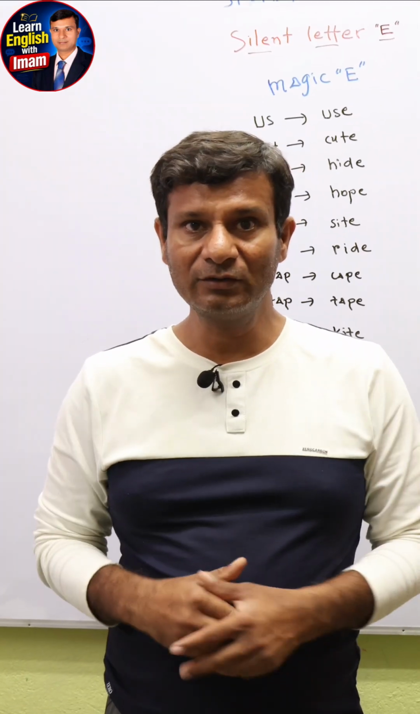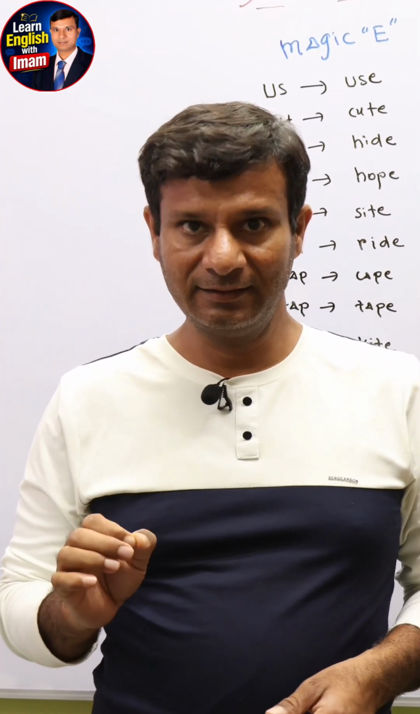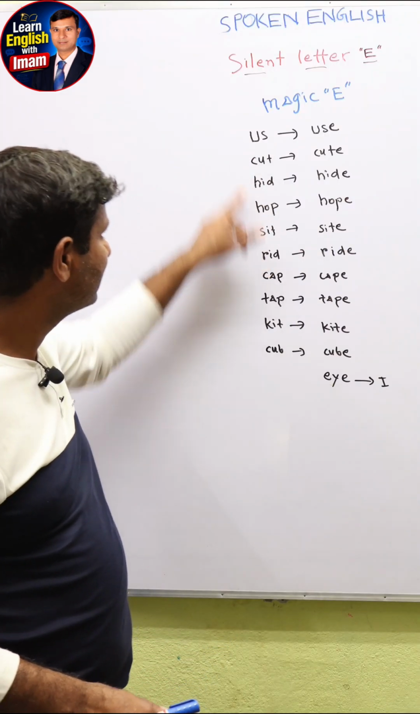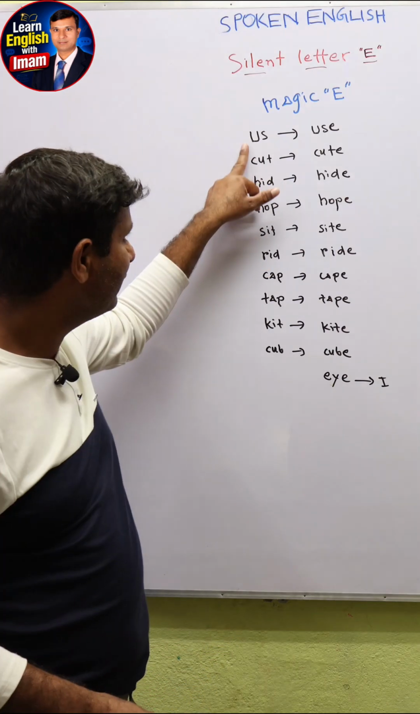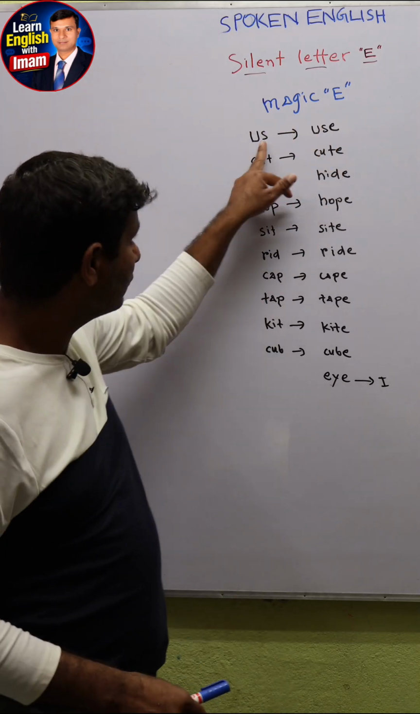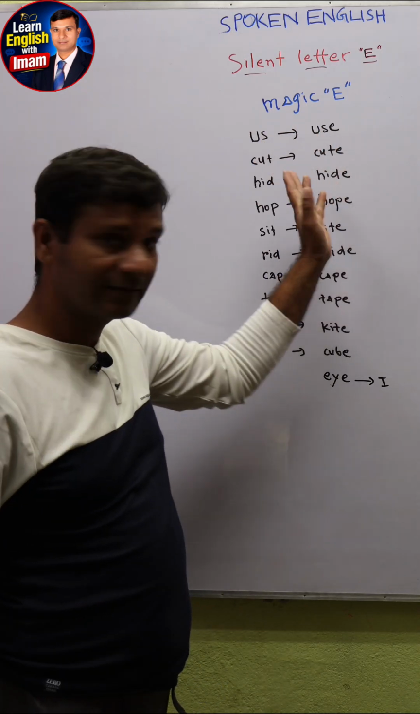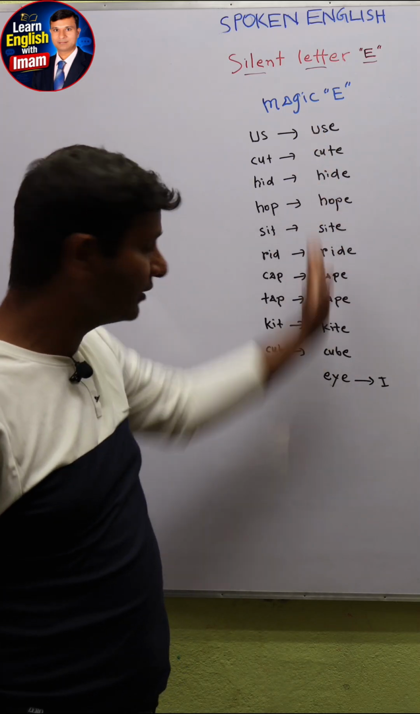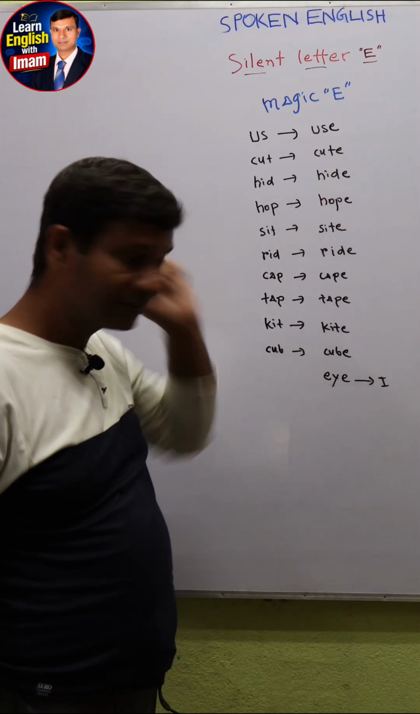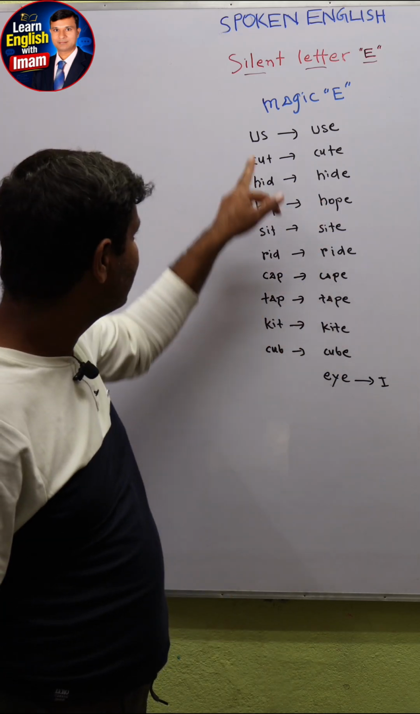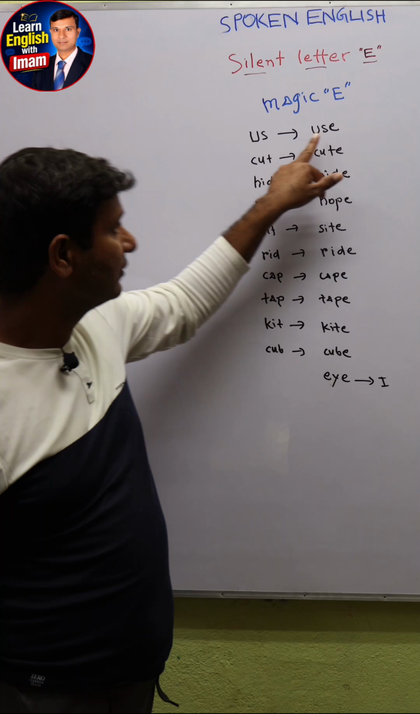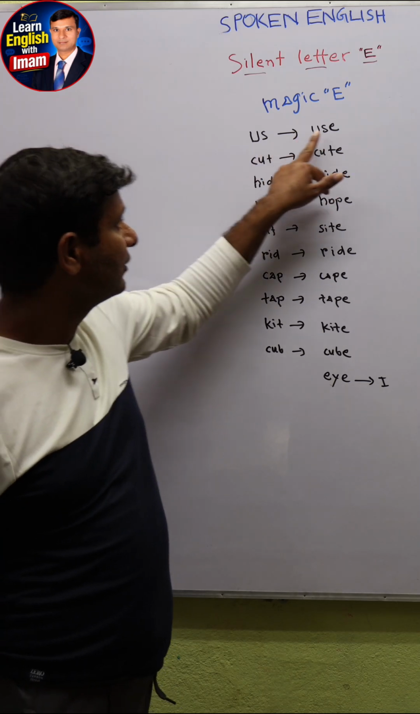Let's talk today about magic E, silent E. We have a few words on this board. When we add E at the end, the pronunciation changes and the meaning also changes. The E at the end of these words is not pronounced. This E is silent in all these words. Let's see. Us, use.